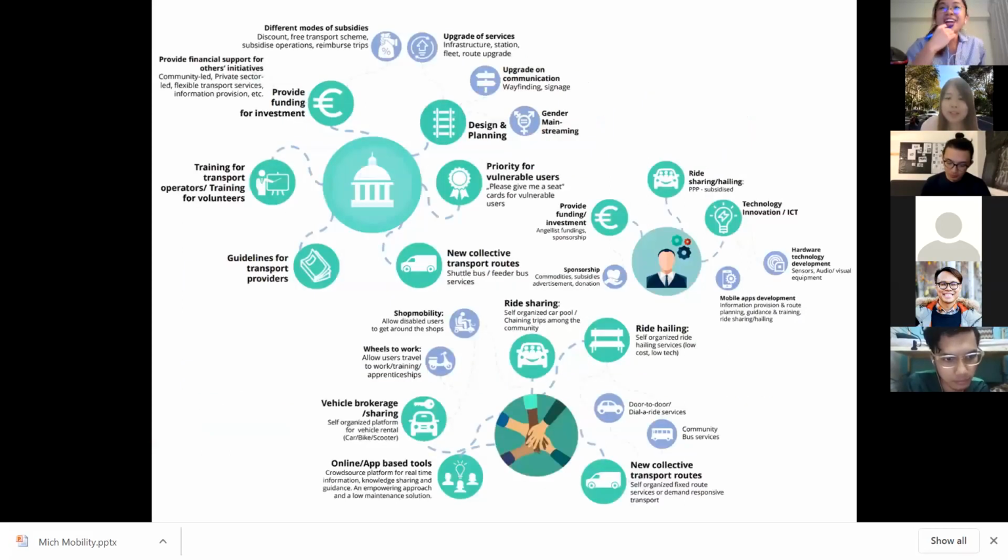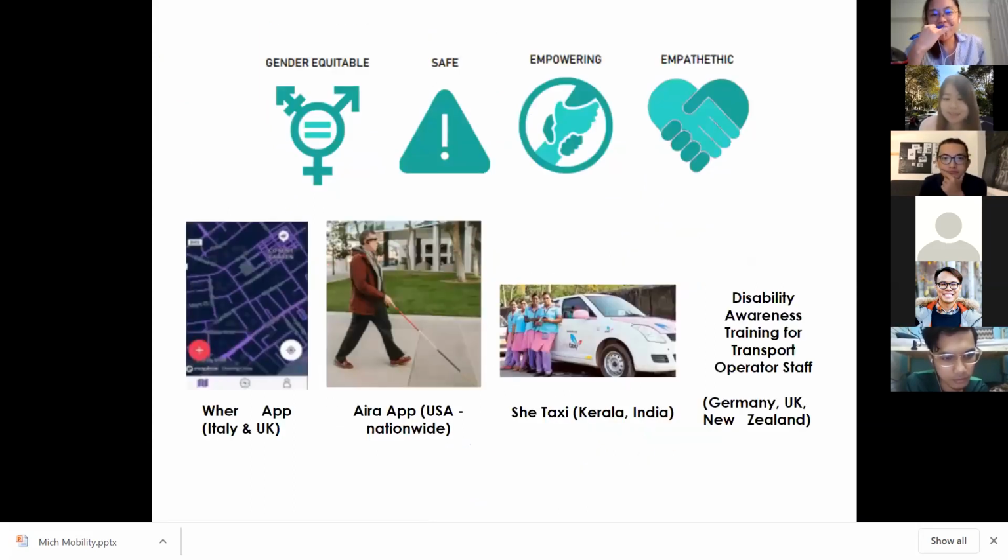And also, sorry, I'm sorry to interrupt. Do you mind going back to the slide just now? I just found the Where app very interesting. You're saying that it's supported by the crowd, is it? As in the information is given by the crowd as well. Yeah. Then, I mean, to help especially women to identify some dangerous areas before they access them.